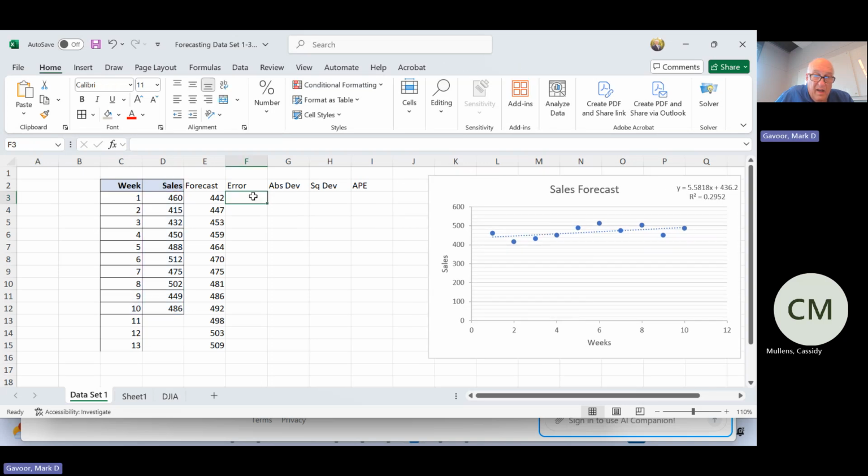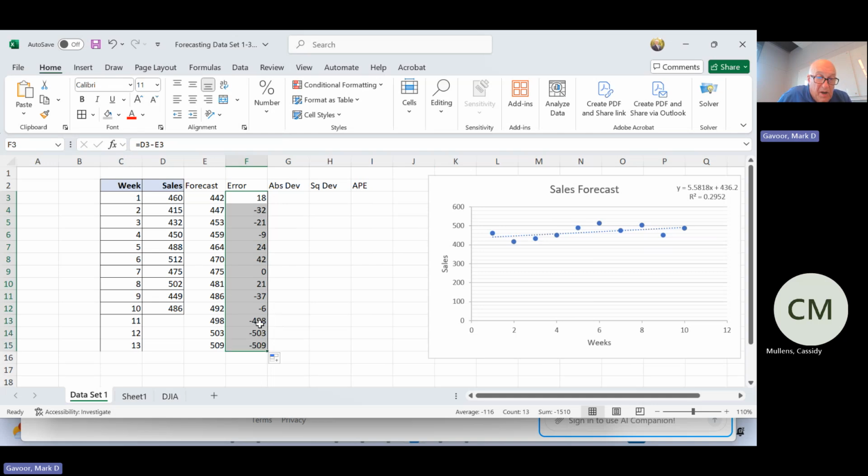And then, so what's my error? Error is actual, so D3, minus E3, which is a forecast. So the first thing, my sales were higher than my forecast. The second one, my forecast was below the sales, or above the sales. My forecast was above, below, below.